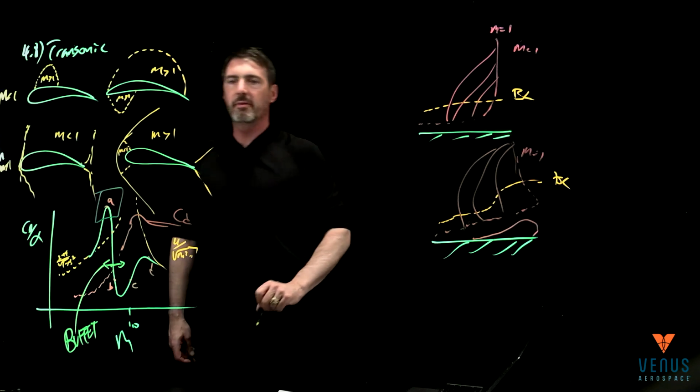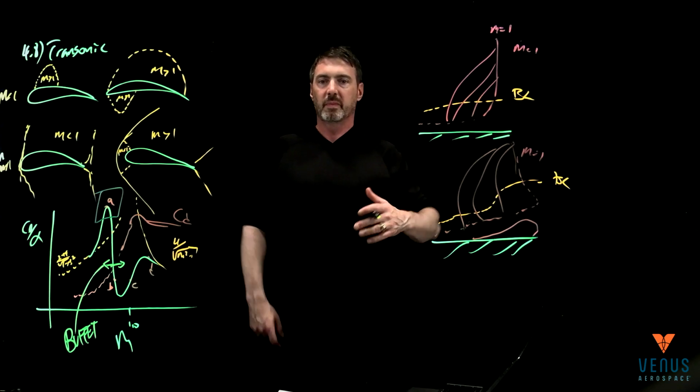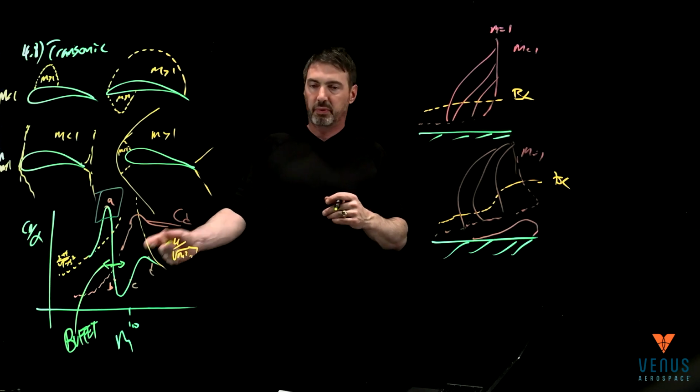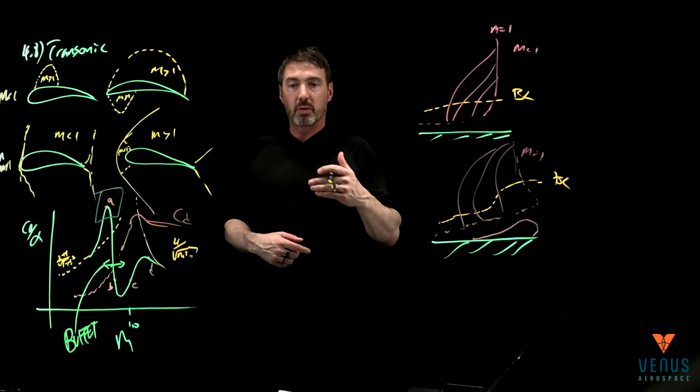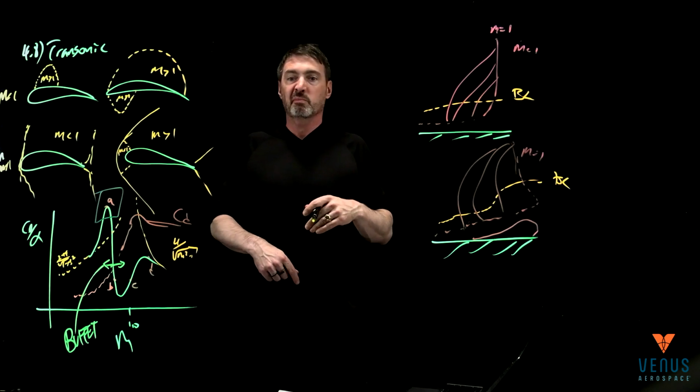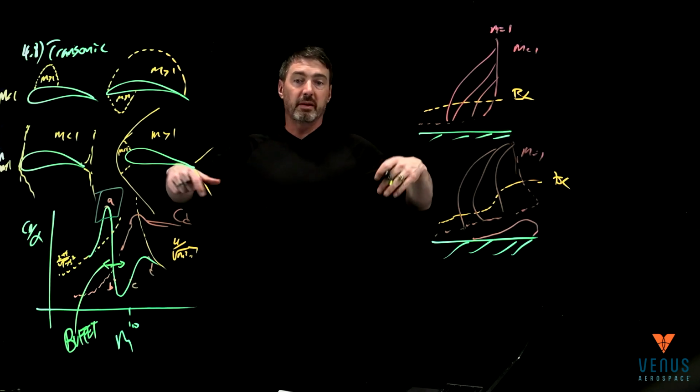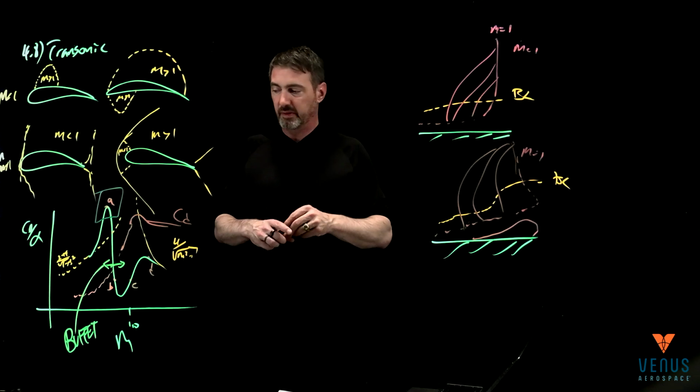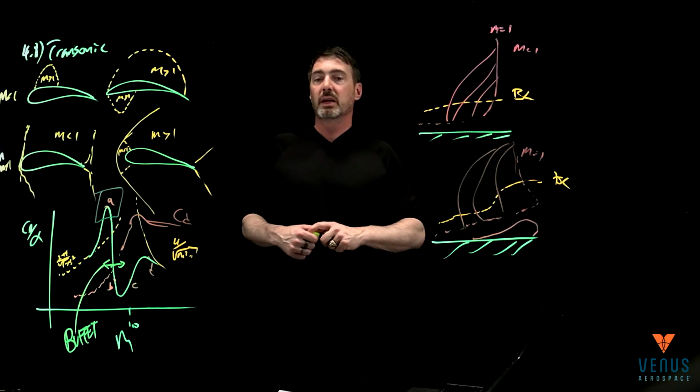And so you have buffet, which is when this pressure is changing back and forth quickly over your wing, and so your wing starts buzzing. It can start flopping pretty hard. So this is actually a pretty significant structural loading.